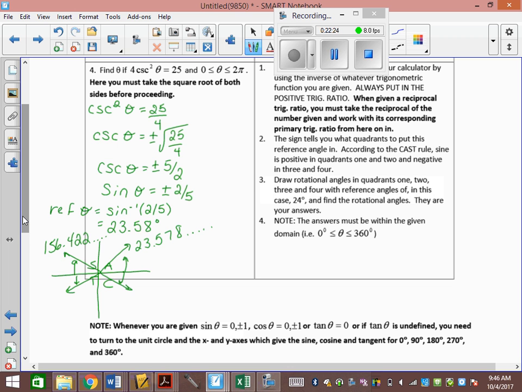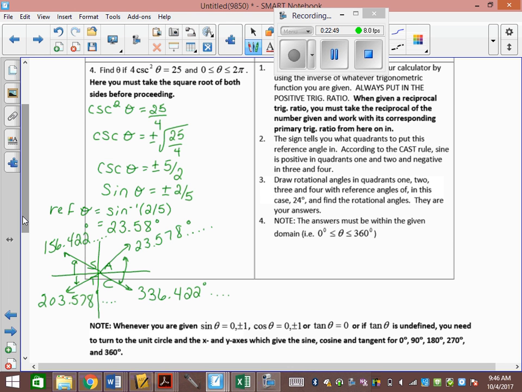And this would be 180 plus it. You really need to have a degree symbol on all of these. And then this would be 360 minus it. Done.